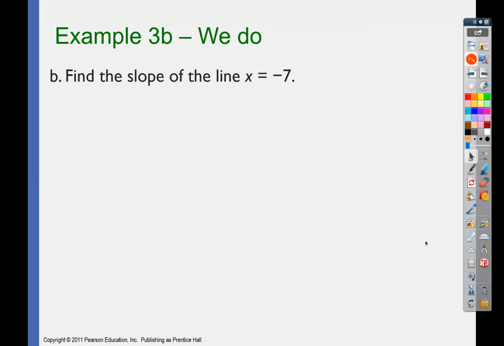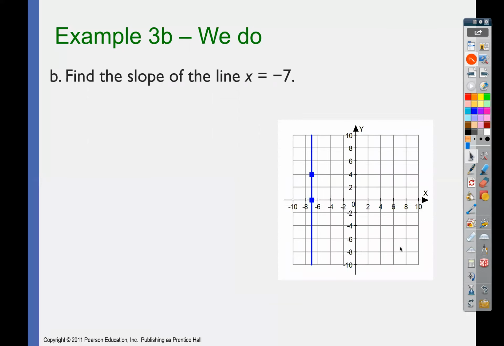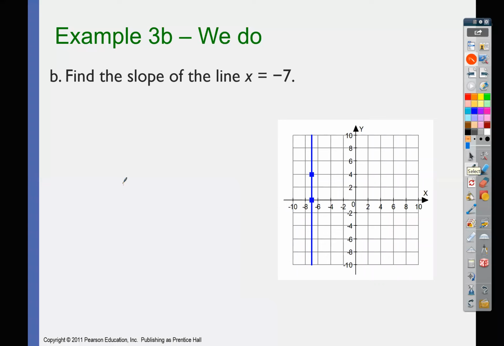Okay. B says find the slope of the line with x equals -7. So the graph is a vertical line at x equals -7, and your slope is undefined. Because here's why. Your slope is rise over run, right? So you can rise up any number of times, but you're not going over any. So anytime we have a 0 on the bottom or 0 underneath, the slope is undefined. So if 0 is under, it's undefined.